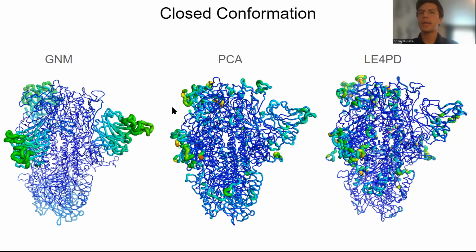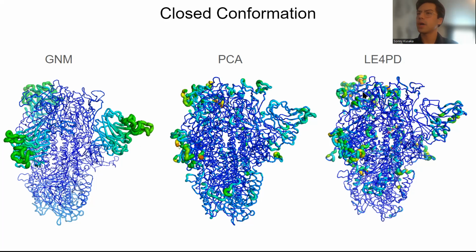And when we look at simulations of the closed conformation, here's the Gaussian network model, here's PCA, here's LE4PD. Warmer colors mean higher flexibility. The Gaussian network model shows highly flexible regions right here in the N-terminal domains. PCA is actually a bit more detailed. It doesn't just say this entire region should be flexible. We can see on a more localized basis where the flexibility lies.